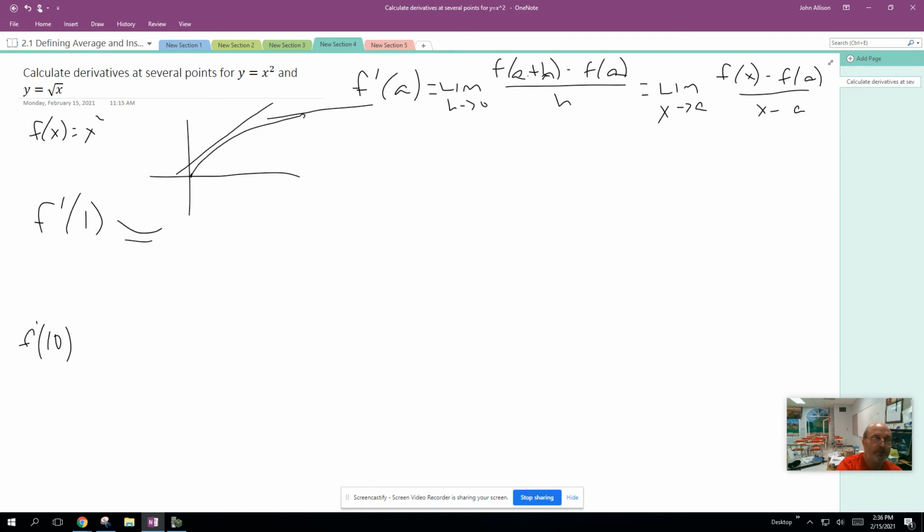So again, let's just do this with 1 each way to keep the video from being too long. Let's evaluate f prime of 1 using the first limit definition of a derivative. So f prime of 1 is equal to the limit as h goes to 0 of f of 1 plus h minus f of 1 all over h. This time, f of x is the square root of x.